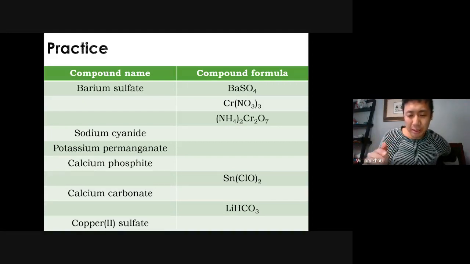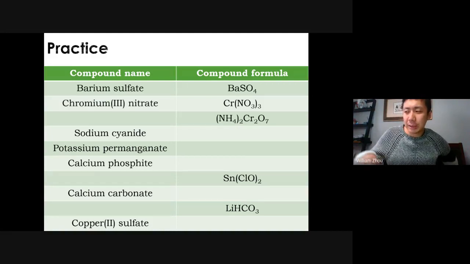The next one is Cr(NO3)3. Cr is chromium, and chromium is multivalent. It has more than one possible charge. Nitrate is NO3, and nitrate is 1 minus. Because you have three of them, that must be chromium(III) nitrate. If you forget the III, you will lose marks.